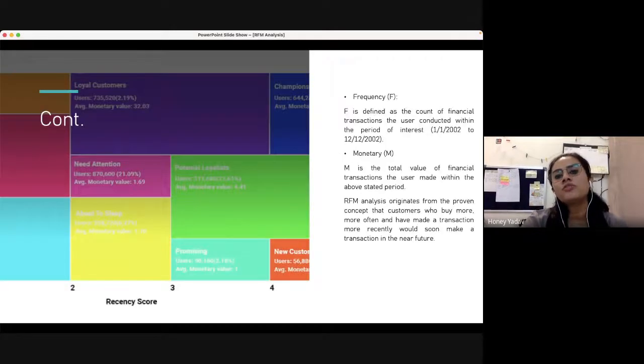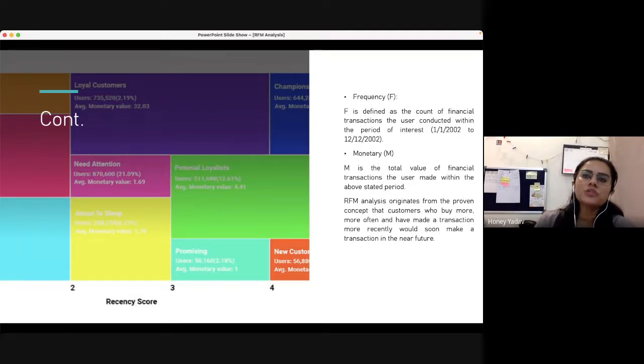And if I talk about frequency, frequency is defined as the count of financial transactions the user conducted within the period of interest. So basically, the RFM analysis we do targets, let's say, the transactional history from the last 5 years, or the last 2 years, or it might be the last 6 months as well. I'm more interested to find out, from the last 1 year, how many customers are very frequent, what the loyal segment of customers is.